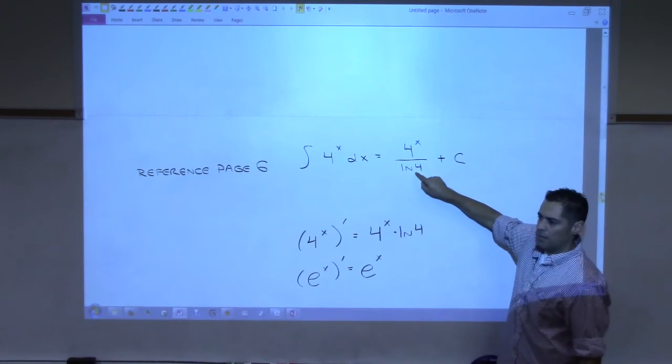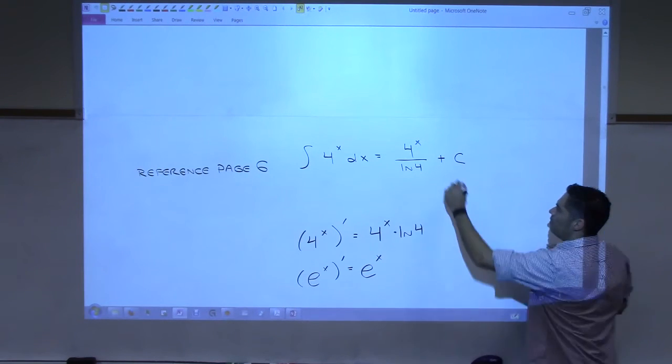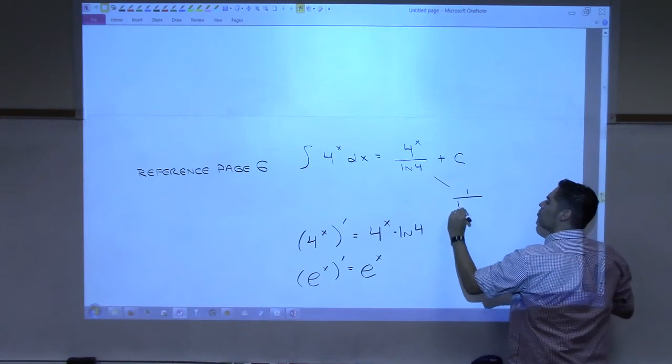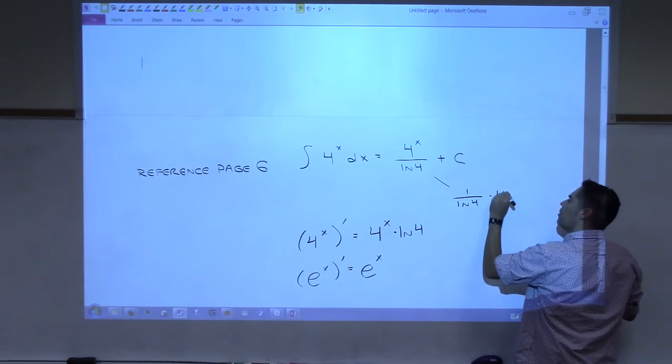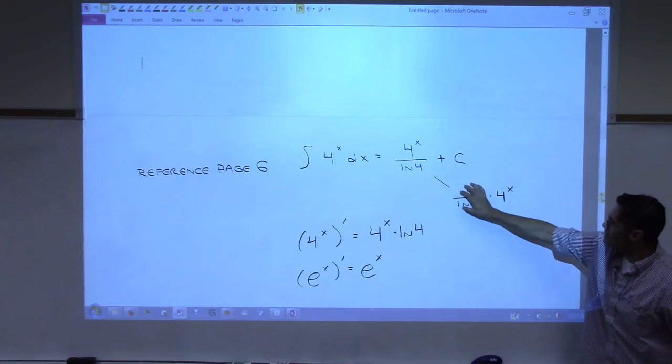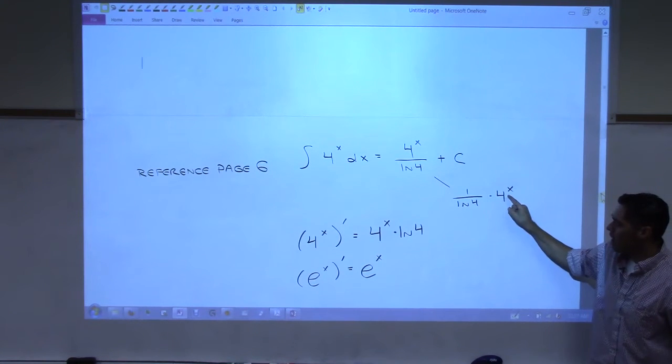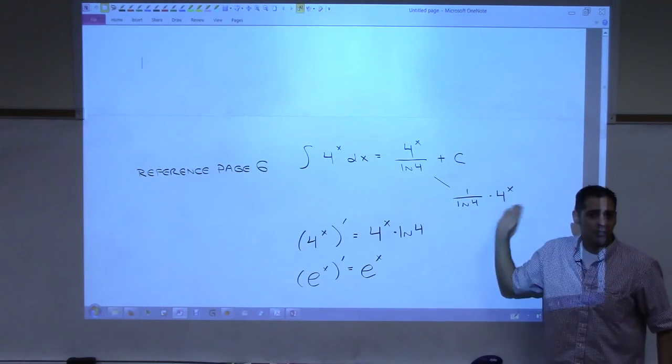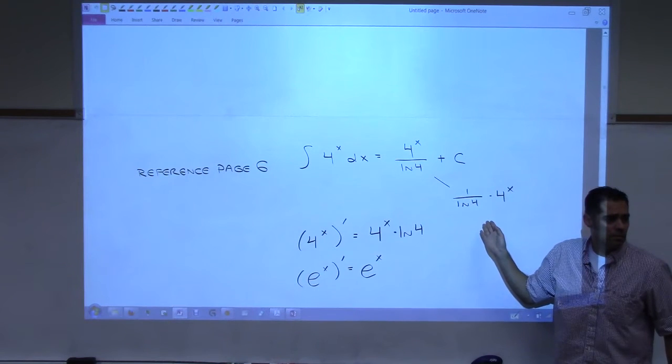Right? This is a constant. So you could look at this as being 1 over natural log of 4 times 4 to the x. If I take the derivative of this right here, the constant's going to come for the ride. Derivative of that is this, right? And the natural log 4s will cancel out.